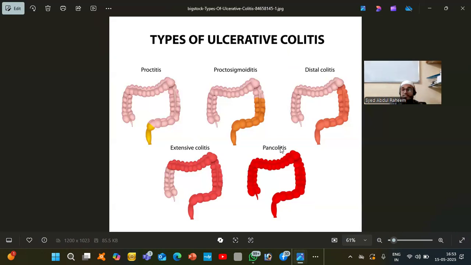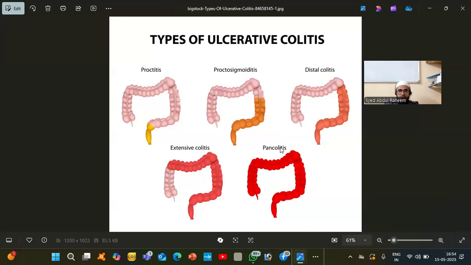So what is the investigation of choice for ulcerative colitis? Colonoscopy. From the rectum, the scope is inserted, and with its help we check all the walls and the thickening of the walls of the colon. So it is very, very important. These are the important pathologies.